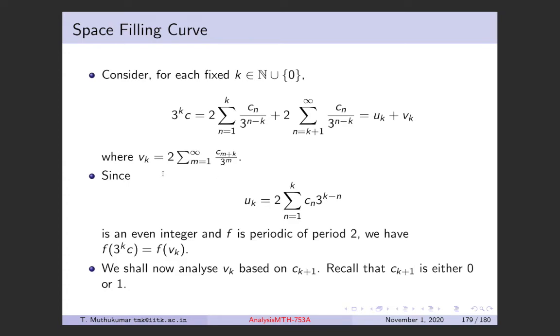Okay. And we are going to relate vk and the first coefficient here. When m equal to 1, we get c_{k+1}, right? So the first coefficient, we are going to relate it like that. We are going to see a relation.